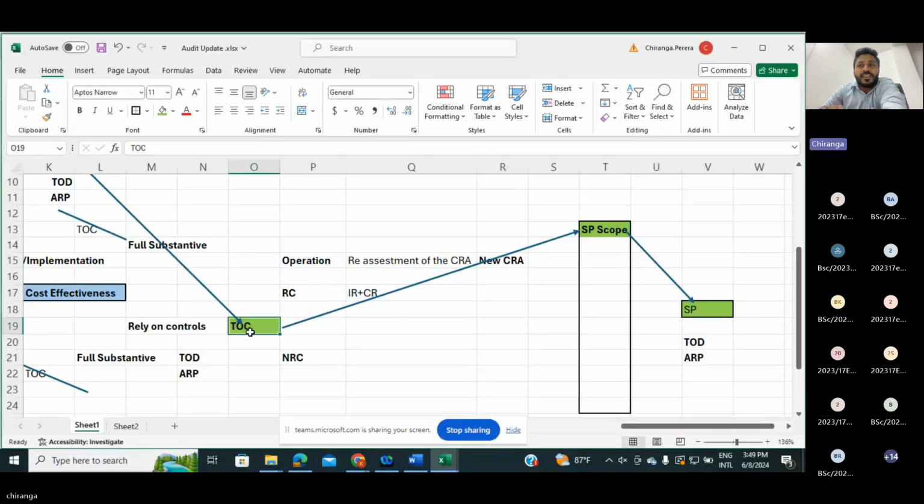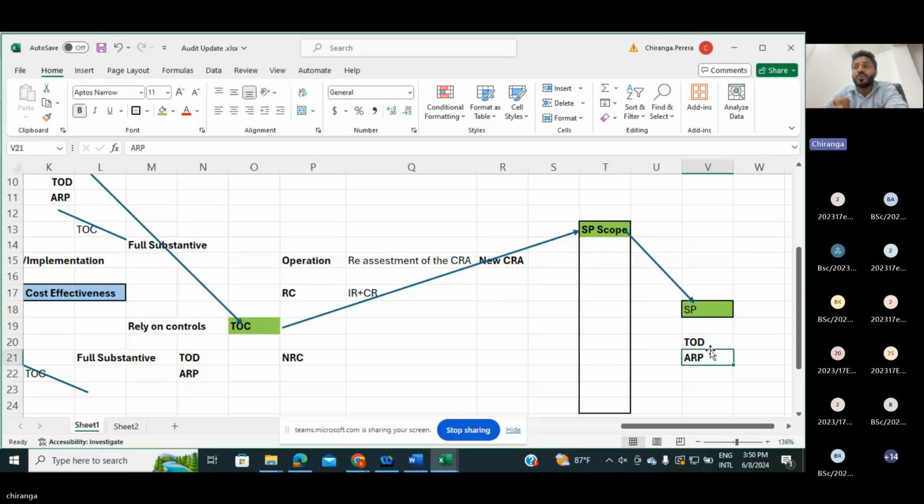TOC results, definitely reliant control, maybe reliant control. Why? Most probably we rely on control. Why? Because implementation and design are effective. Normally the test of reliance on control may be there. So that reliance on control conclusion will be added to the new CRA and it will reduce the scope. It will reduce the substantive procedures which we are supposed to do.